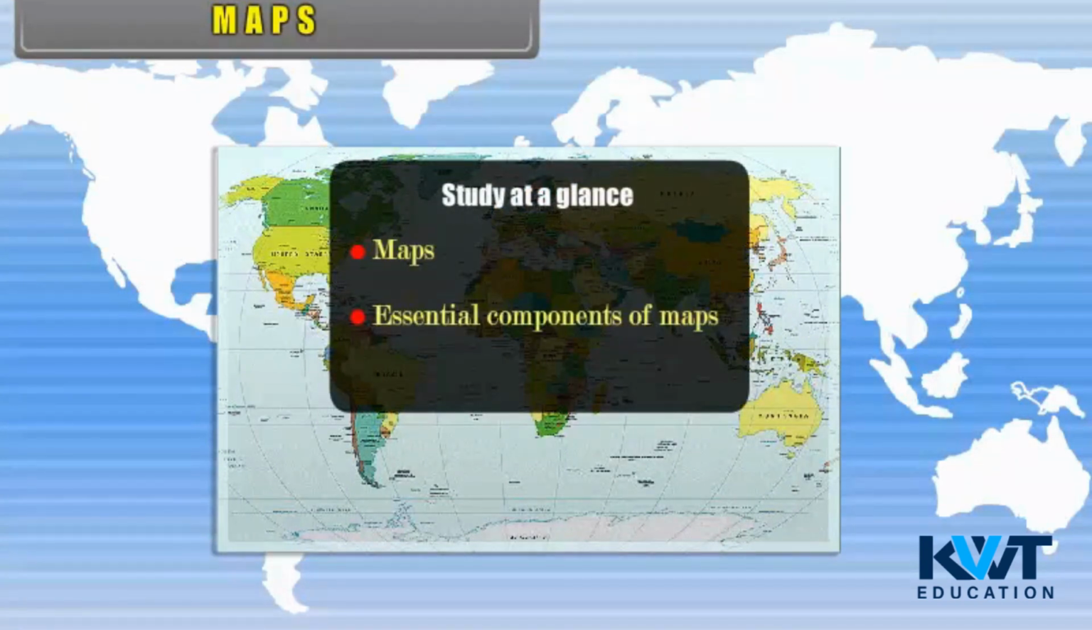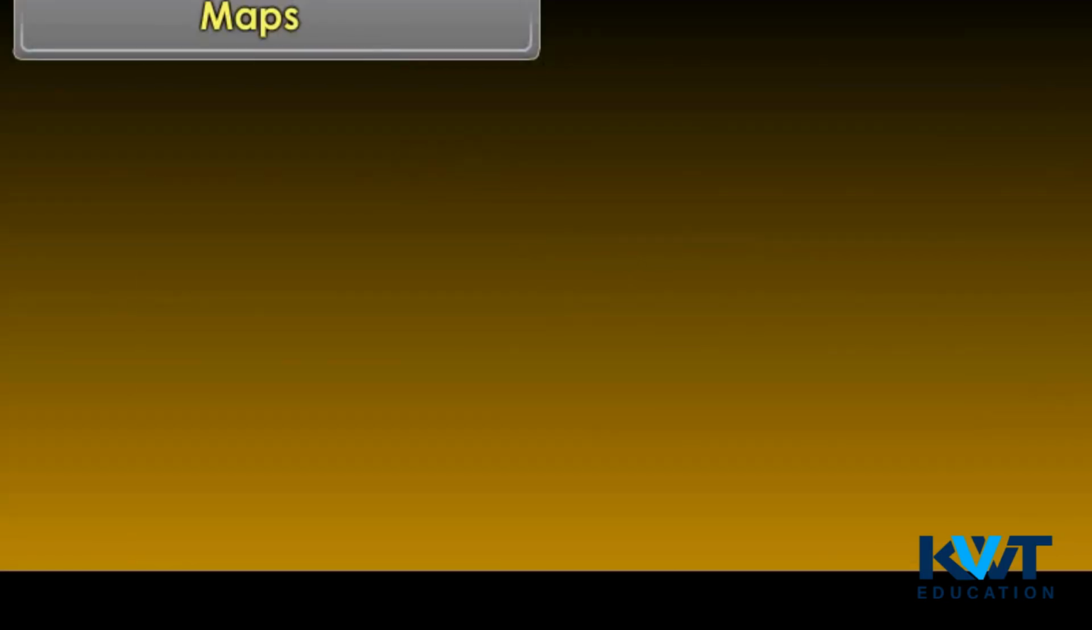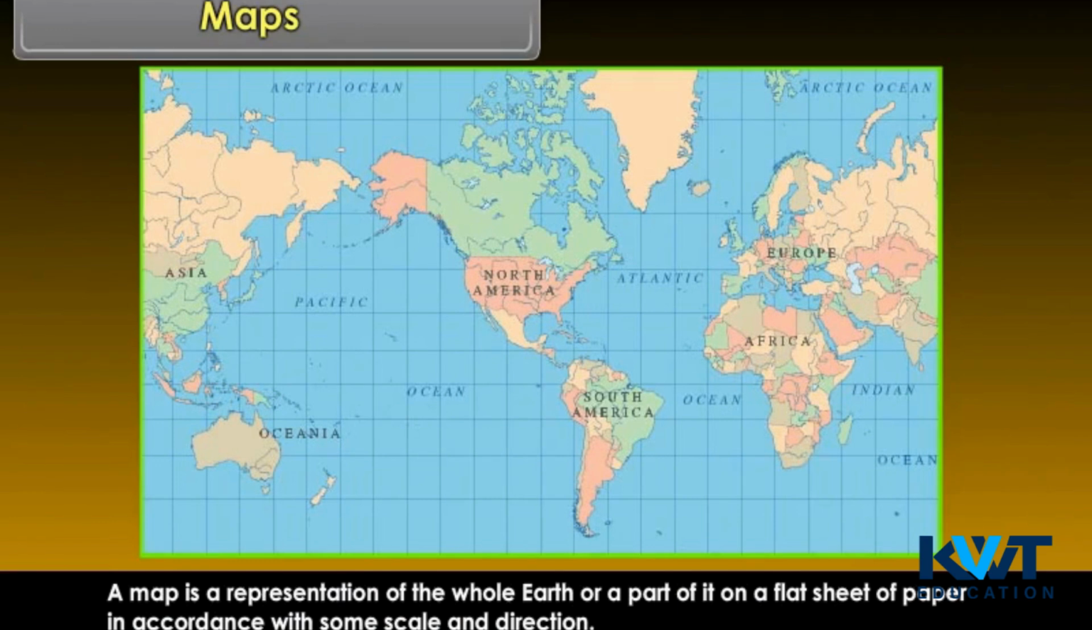Essential components of maps. Plan. Maps. A map is a representation of the whole earth or a part of it on a flat sheet of paper in accordance with some scale and direction.